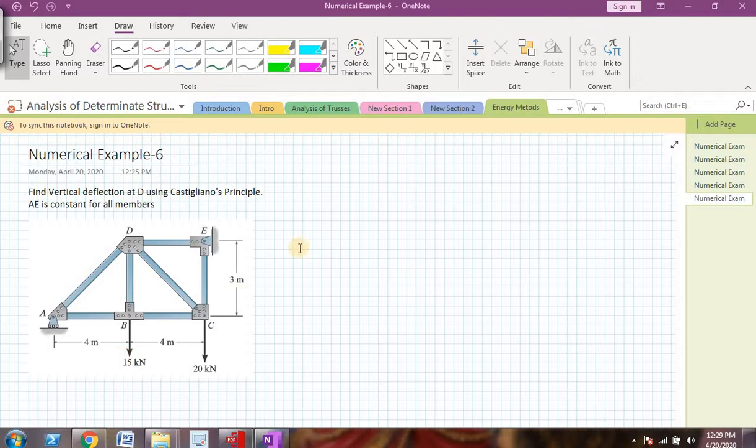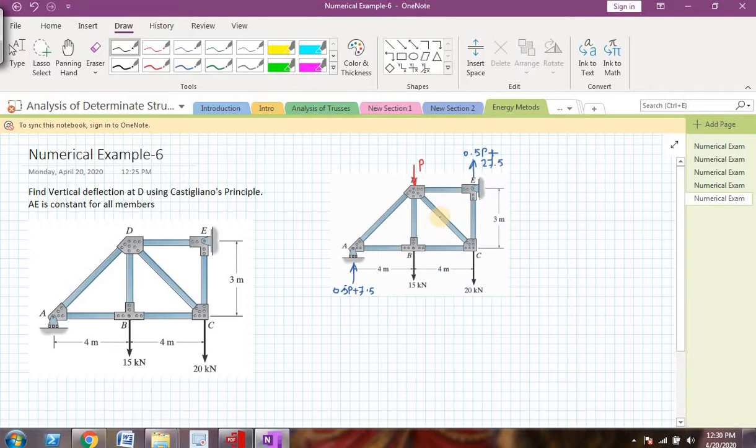So now I will take the same truss and I will apply the load P at joint D. Okay, now I have taken the truss and I have applied a load P at joint D, and I am retaining the original loads also. So next I am finding the reactions here. Now you can see here 0.5P, and this 0.5P is because of this load P, and this 7.5 and this 27.5 is because of the original loads of 15 and 20 kilonewtons. So this 7.5 and 27.5 we know we have calculated in the same truss but using virtual work principle.